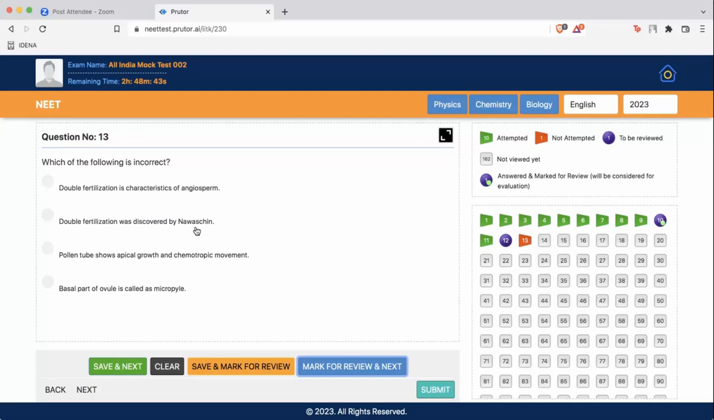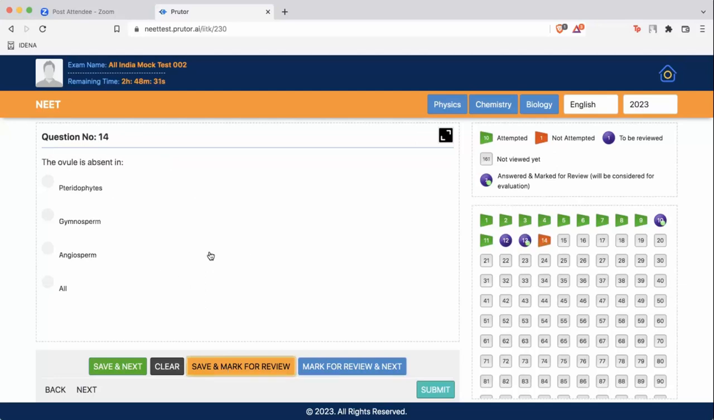Okay, basal part of ovule is called as micropyle. Ovule is absent in. Ovule is present in angiosperms. It's present in gymnosperms. It's absent in pteridophytes.